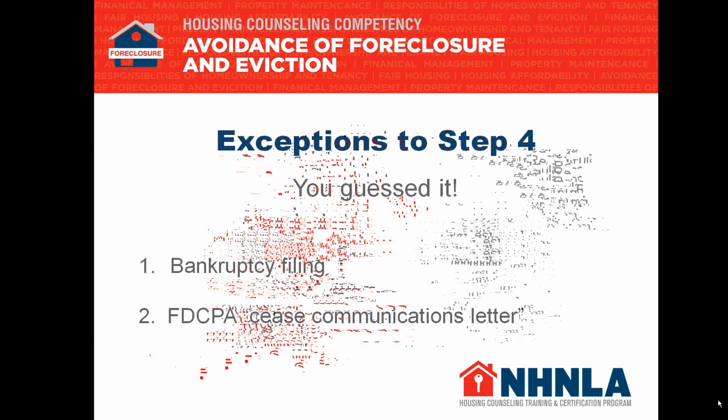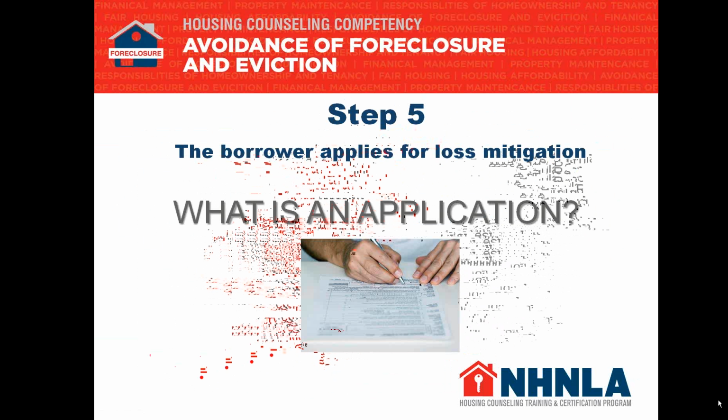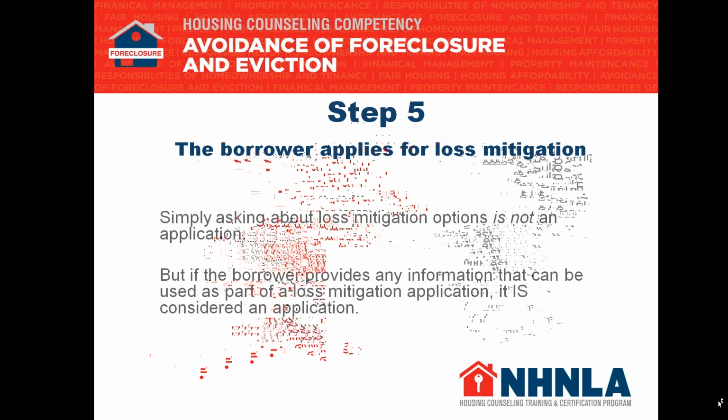And of course, you guessed it, more exceptions, although the exceptions are a little bit less. Only 2 for this one, a bankruptcy filing and an FDCPA cease communication letter. Then they don't have to send it. Step 5, the borrower applies for loss mit application. So what makes an application an application? Simply asking about loss mit options is not an application. But if the borrower provides any information that can be used as part of a loss mit application, it is considered an application.